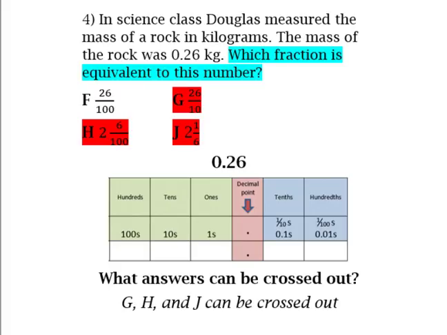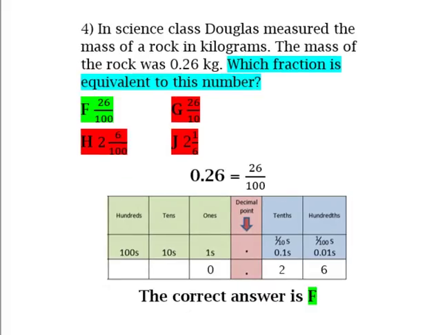For H and J, they are immediately incorrect because both of them have the 2 as a whole number, and for us, 0.26 kilograms, there aren't any whole numbers. So H and J are incorrect. We're left with one answer choice again, which is F. 0.26 is equal to 26 over 100.